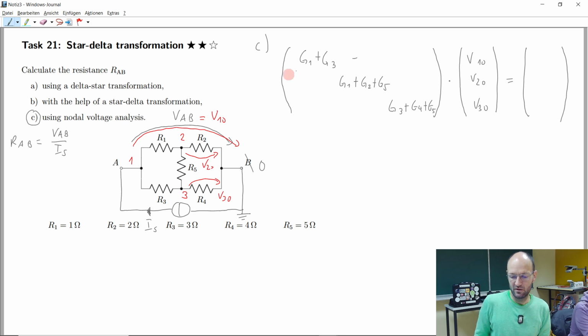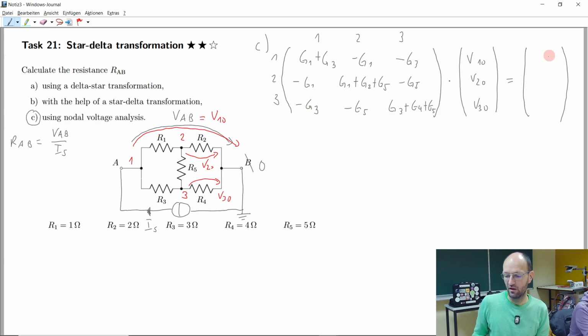Now on the off-diagonal elements, we always have the conductance of the coupling resistors between two nodes. So between 1 and 2 we have R1, so we have minus G1; they are always negative in this case. Between 1 and 3 we have minus G3, and between 2 and 3 we have minus G5. And this is also what we have here, mirrored to the other side.